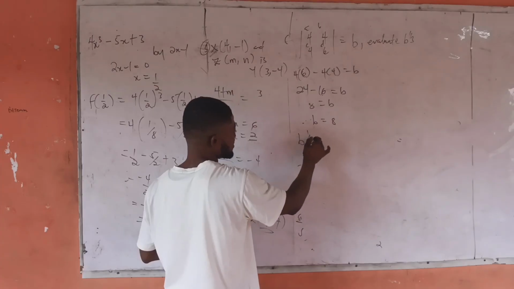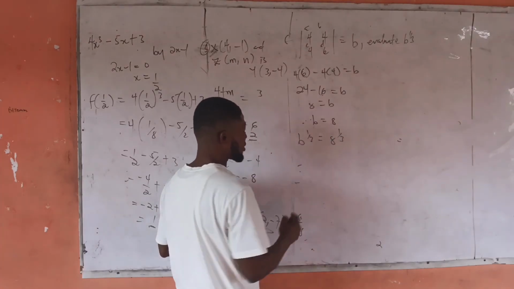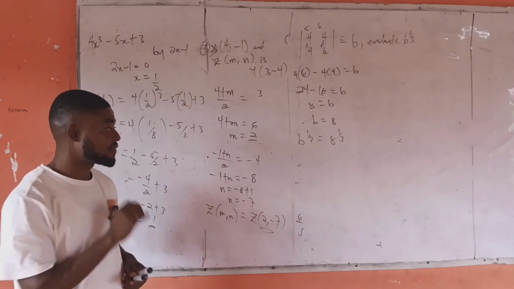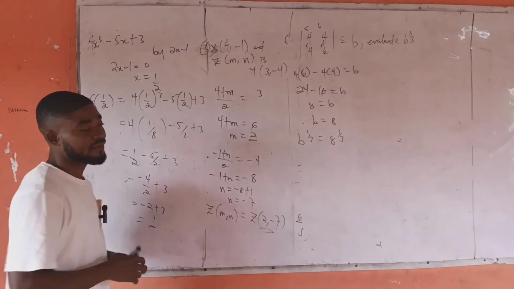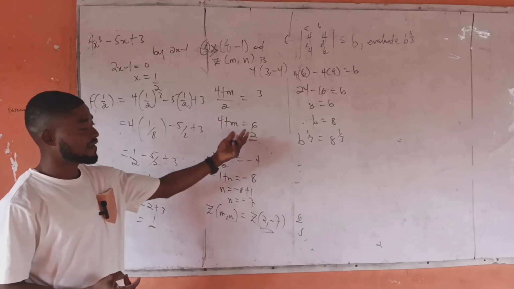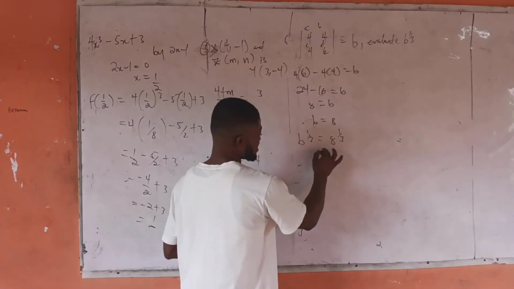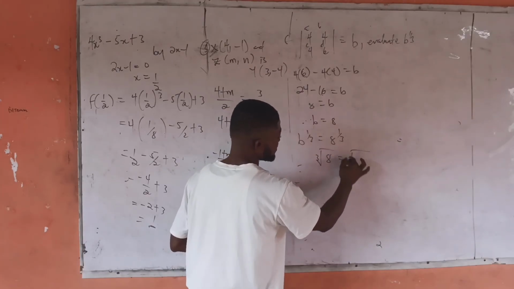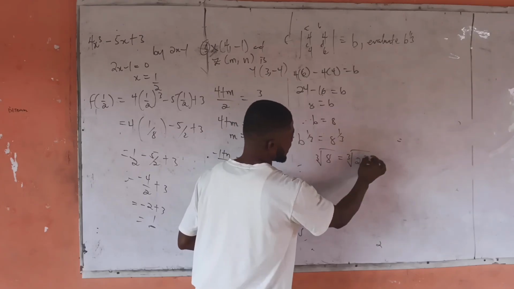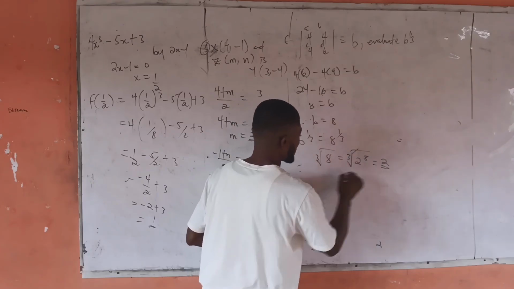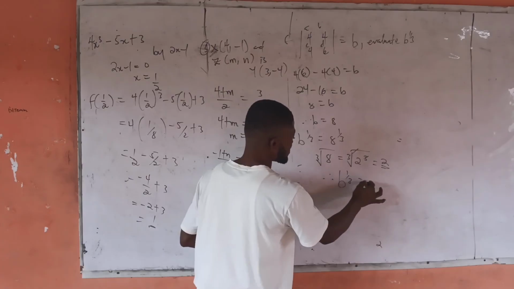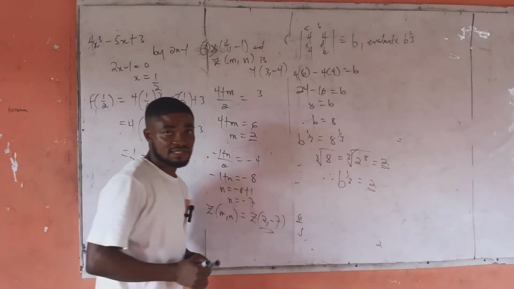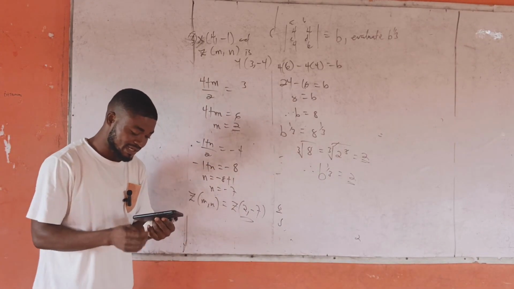So b power 1 over 3 should be equal to 8 power 1 over 3. The third root of 8 is what we've been asked to find. So we find the cubic root of 8, which is equal to the cubic root of 2 to the power 3. And then this gives us 2. Therefore b power 1 over 3 is equal to 2. I'll try and give you other sessions as well.